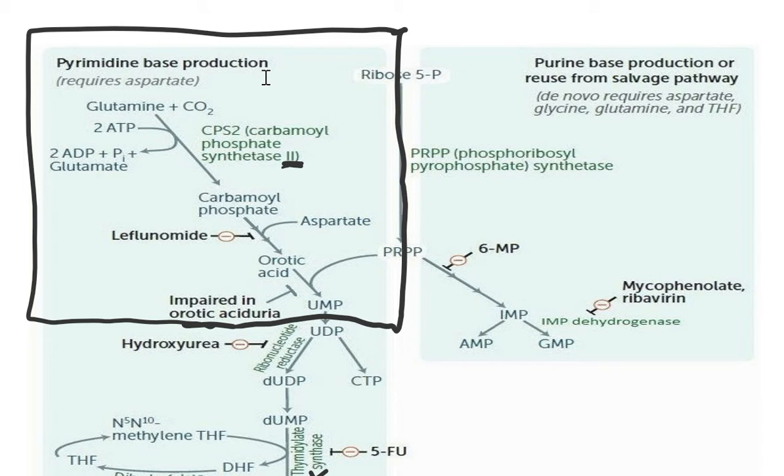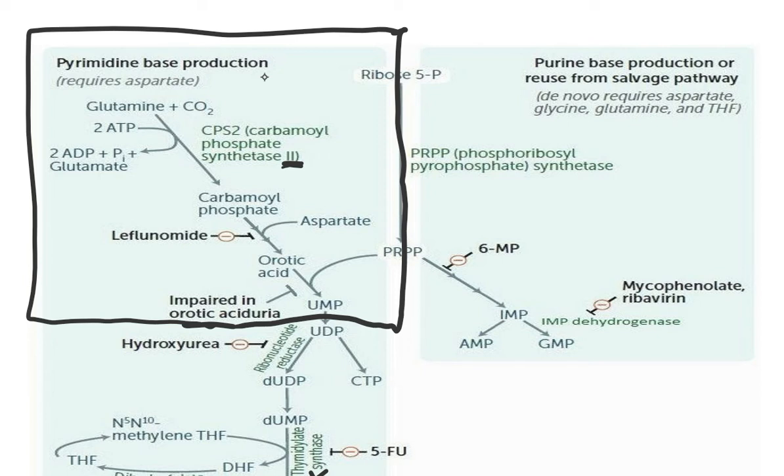De novo means coming from scratch, from nothing. The first step of de novo pyrimidine synthesis is catalyzed by the enzyme carbamyl phosphate synthetase 2. This will combine glutamine, CO2, and ATP in order to create carbamyl phosphate. Carbamyl phosphate will then be converted into orotic acid, and the enzyme that actually does this is dihydroorotate dehydrogenase. So carbamyl phosphate and aspartate will combine to create orotic acid.